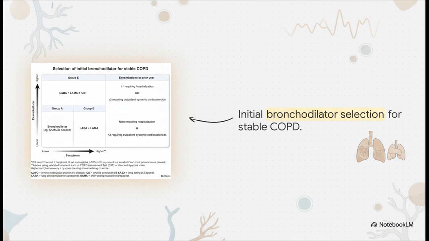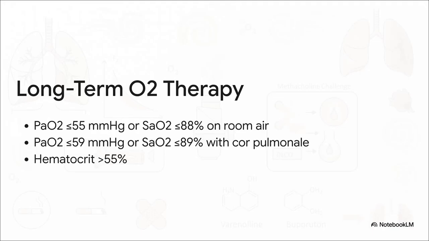Now, what about inhaled corticosteroids? You only consider adding those if peripheral blood eosinophilia is present, but you definitely avoid them if the patient's risk of recurrent pneumonia dominates the clinical picture. You absolutely need to memorize the exact thresholds for long-term home oxygen therapy because, alongside smoking cessation, it actively improves survival in COPD patients. The standard threshold is a resting PO2 of 55 millimeters of mercury or less, or an oxygen saturation of 88% or less on room air.